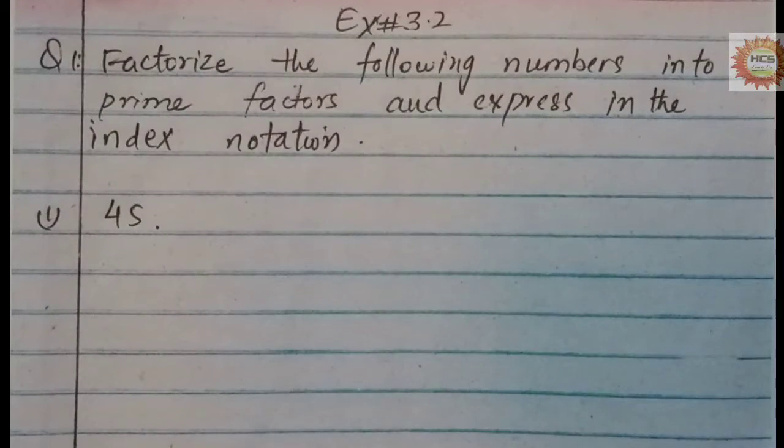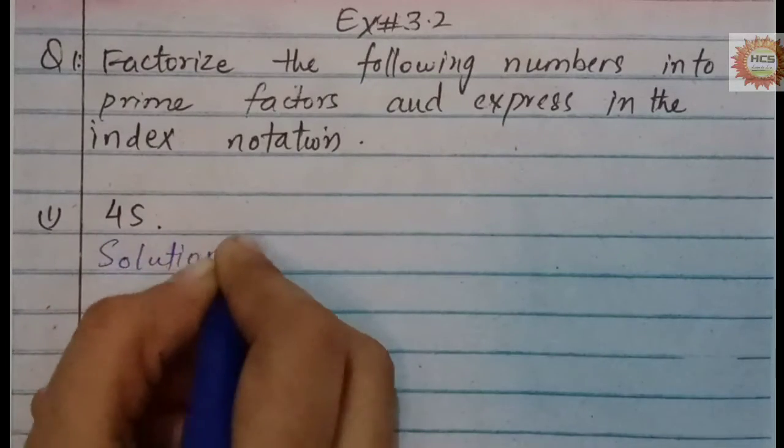What is index notation? Index or power. Index is also known as power. The number indicates how many times the number is to be multiplied by itself. Now come to the solution. We will start the solution and then I will explain again what index notation is and how we will find the prime factors. So here first we will find the prime factor.